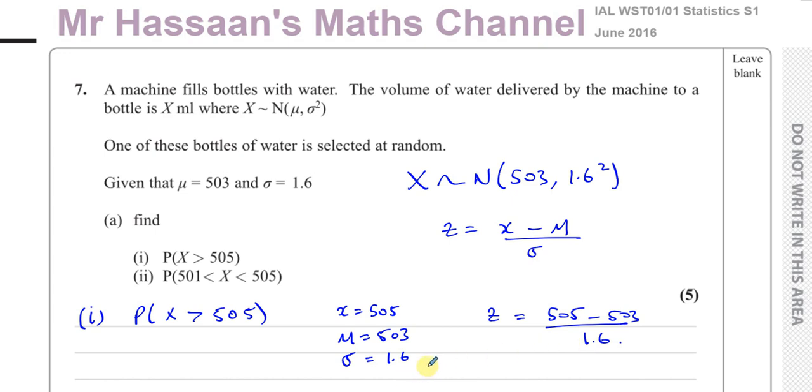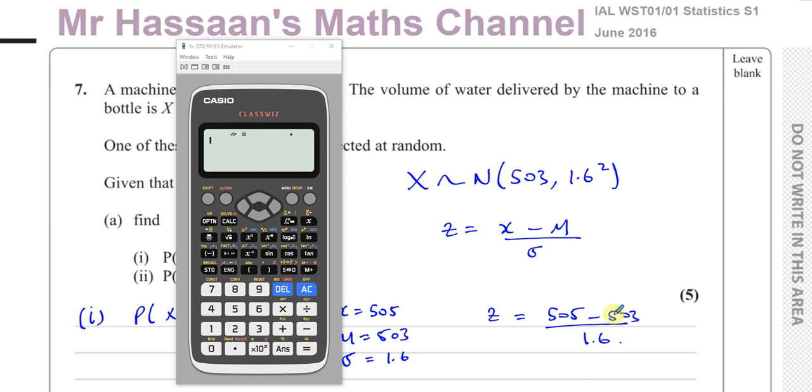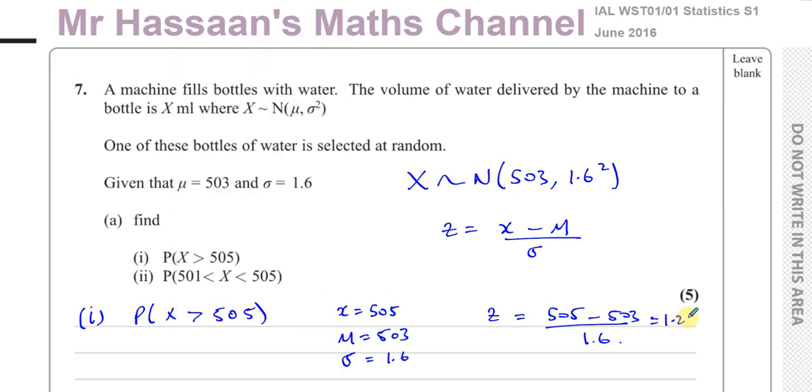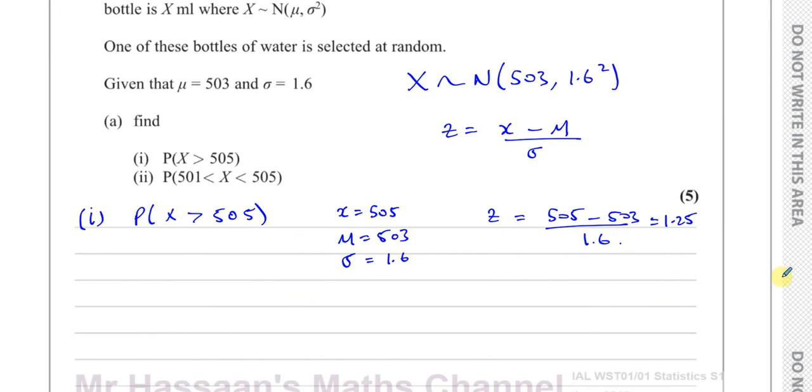Now what does that give us? Well, let's use the calculator and find out. That's 2 over 1.6, which is 5 over 4, which is 1.25. So the standardized value of Z for this 505 is 1.25. So the probability that X is greater than 505 is the same as the probability that Z is greater than 1.25.